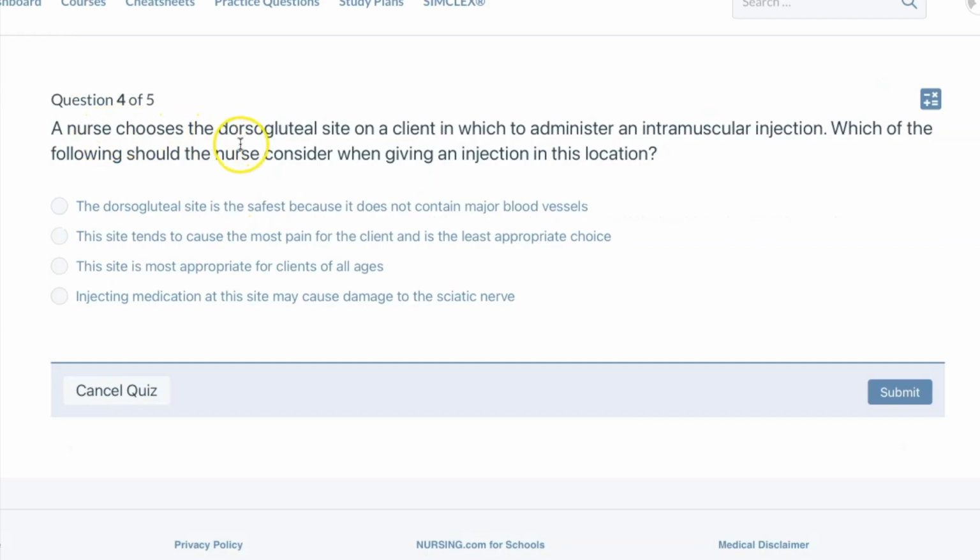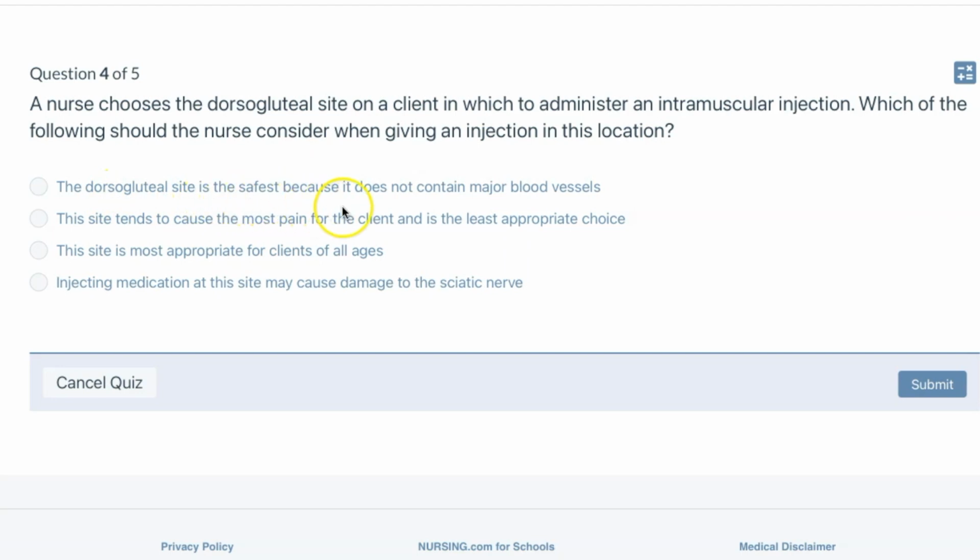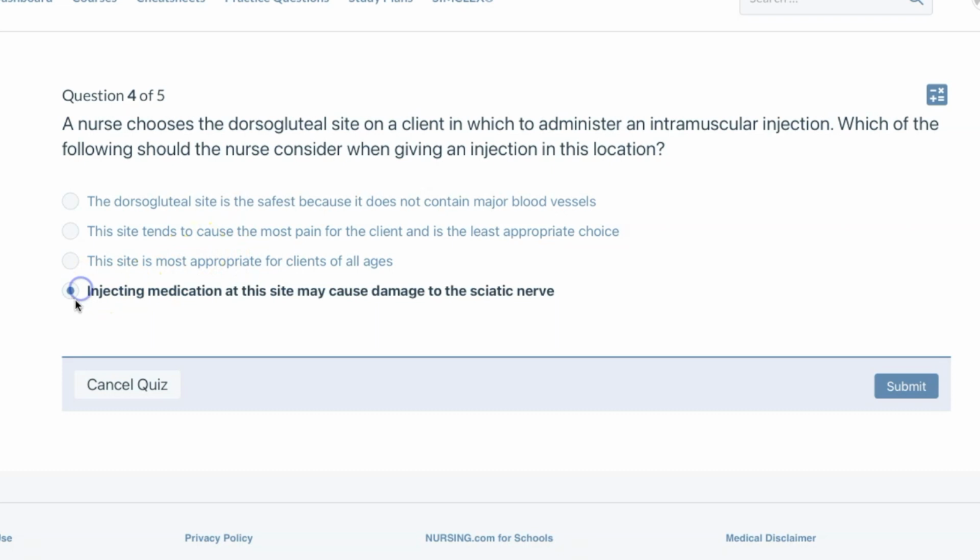A nurse chooses the dorsogluteal site on a client in which to administer an intramuscular injection. Which of the following should the nurse consider when giving an injection in this location? The dorsogluteal site is the safest because it does not contain major blood vessels. This one, this is the main issue, right? The sciatic nerve. Unless you're working in psych, it really is frowned upon to be giving IM injections in the dorsogluteal site.